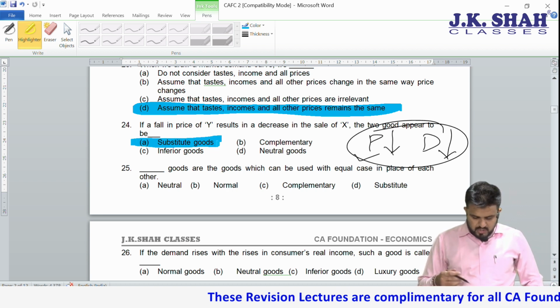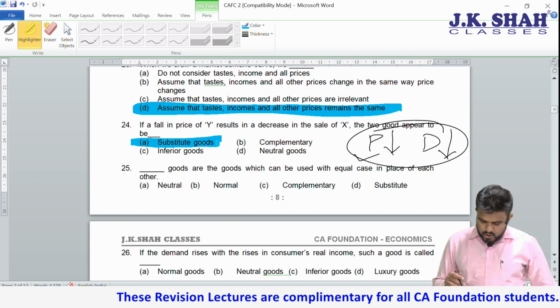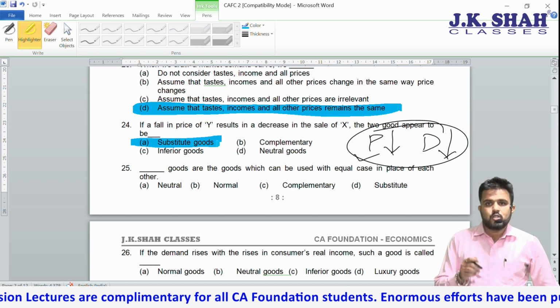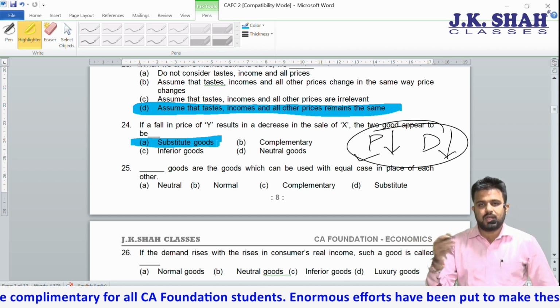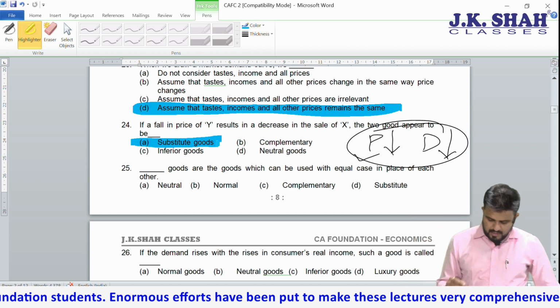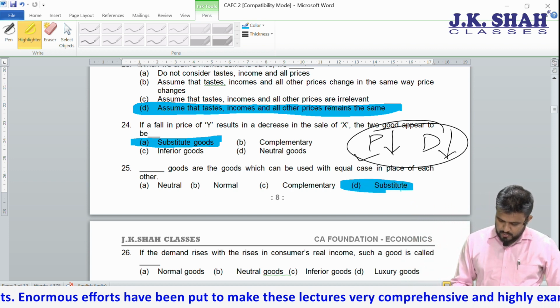Next, ___ goods are the goods which can be used with equal ease in place of each other. So if one is not available, I will go with another. If Coke is not available, I will go with Pepsi. Then they are again which goods? Substitute goods.